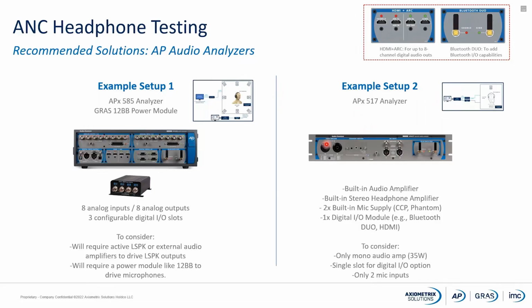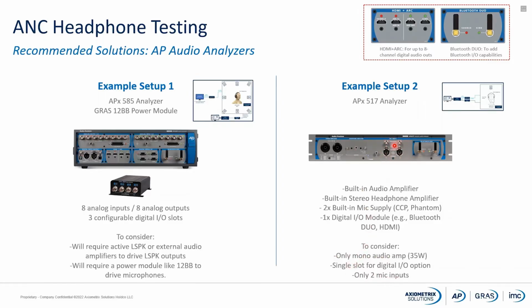Here we have a built-in audio amplifier to feed a single loudspeaker, for example. We also have built-in stereo headphones if we would like to test wired headphones. We have 2 microphone supplies where we can connect the ear simulators coming from the head and torso simulator. But the thing to consider here is that we only have a mono audio amplifier and only 2 microphone inputs.